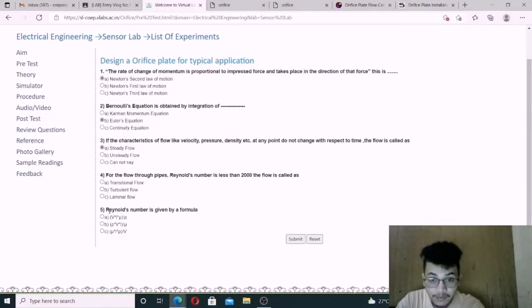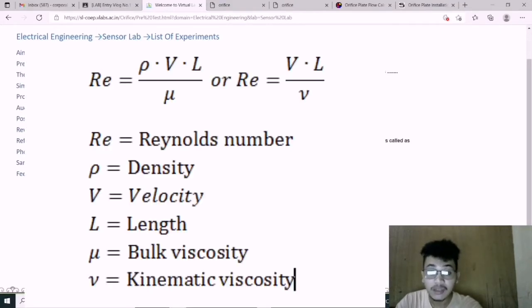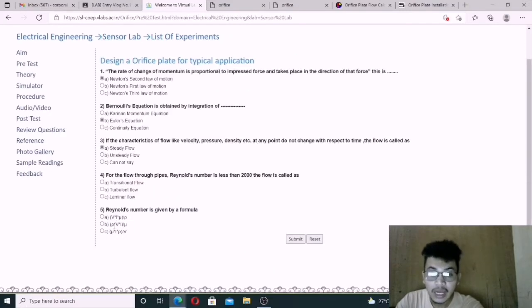For the fifth question, the Reynolds number is given by the formula rho D V over mu. Rho stands for the density of the fluid, V is the velocity of the fluid, D is the diameter, and mu is what we call the viscosity of the fluid. Now, the answer is letter B, and then click submit.